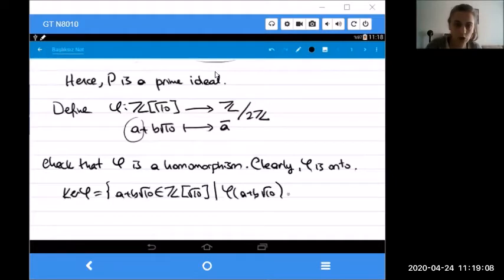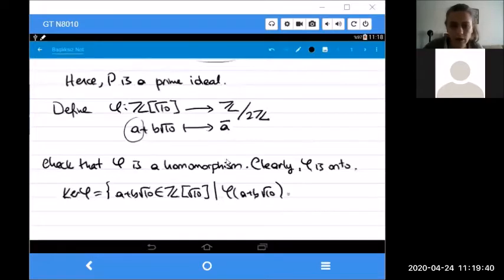Okay, this is onto. Kernel phi. Now kernel phi contains A plus B root 10 in Z root 10 such that the image of this one is equal to the modular class of 0. So this means that, okay, let me stop and reshare. Share screen. No, I have something wrong with the screen. Stop sharing.